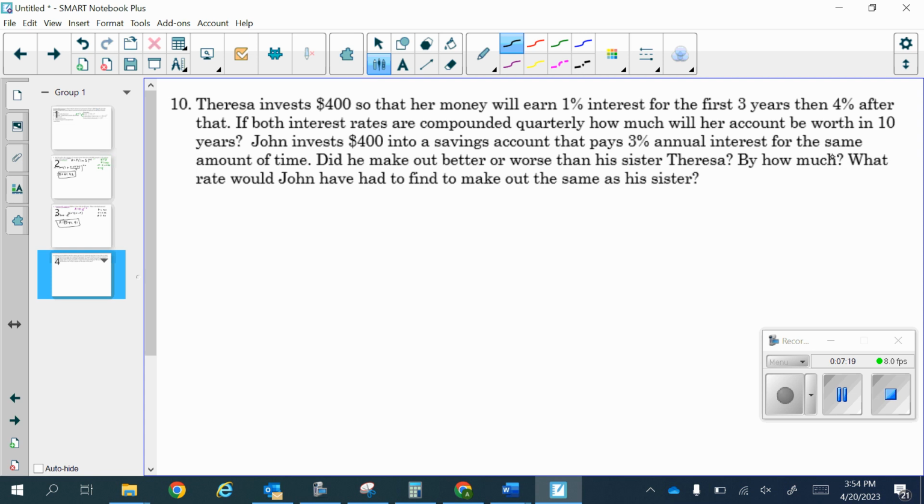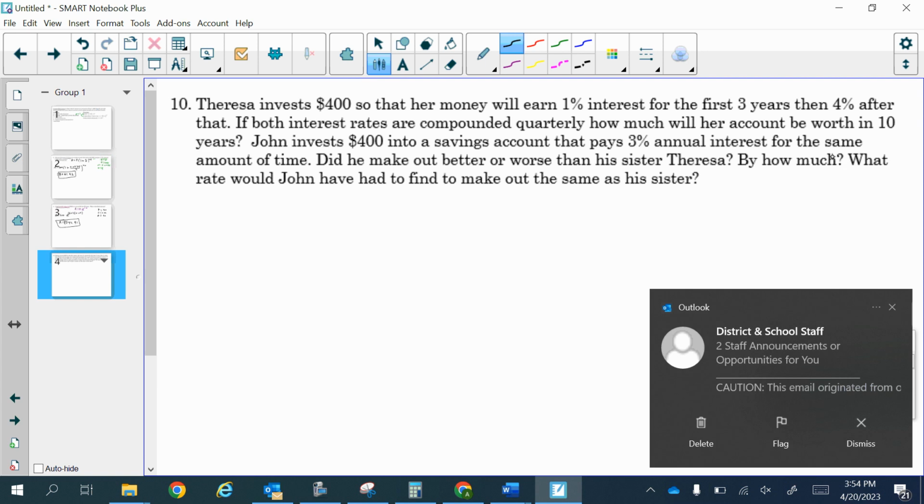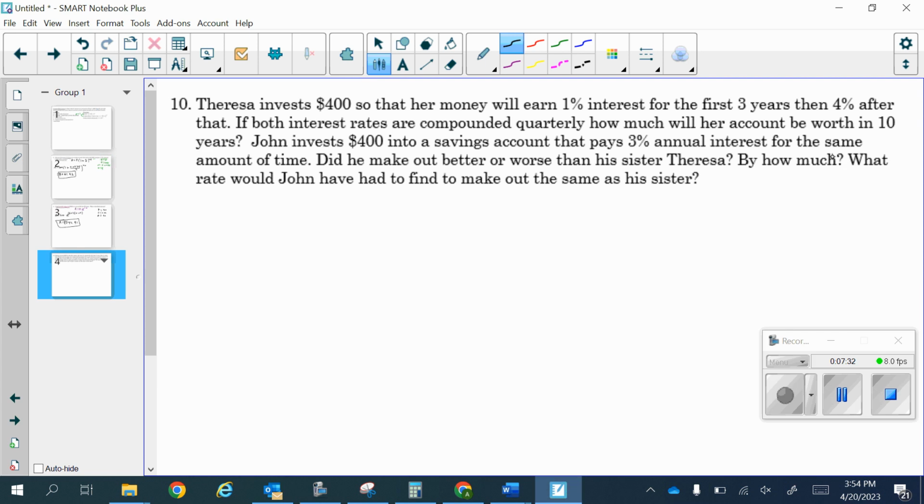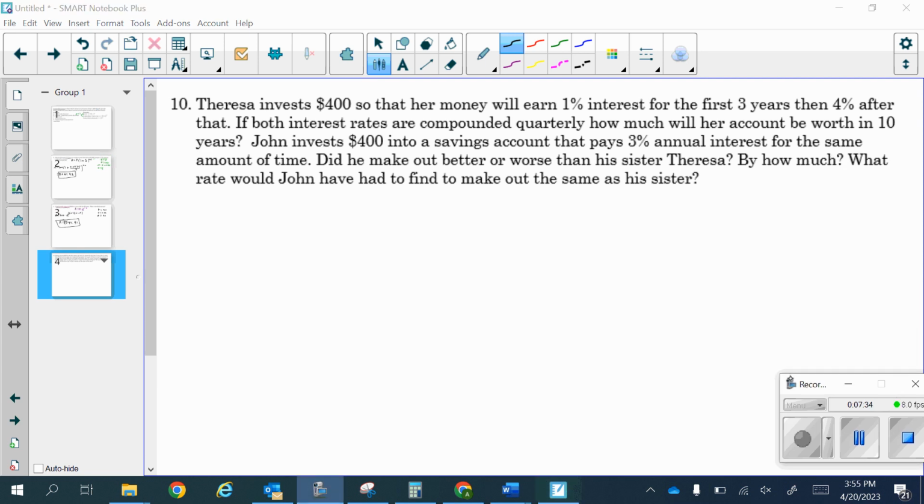So I'm trying to figure out who made more money, Teresa or John, and by how much, and what rate would John have had to find to make out the same as his sister. So we're going to kind of do this step by step. So I'm going to figure out how much money Teresa has after 10 years.